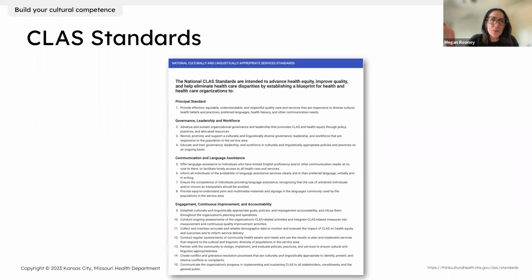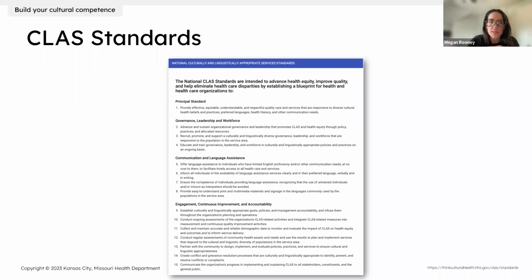We can't talk about culture without talking about the CLAS standards. These are nationally set standards that are intended to advance health equity, improve quality, and help eliminate disparities by establishing a blueprint for health and healthcare organizations. So this is more at the organization level. What are the ways you can implement these standards to make sure that you are providing culturally and linguistically sensitive services? So really great. It's also from that same website, Think Cultural Health.